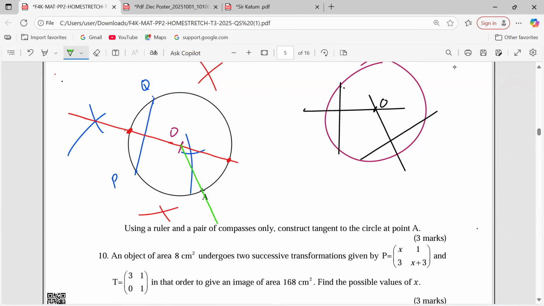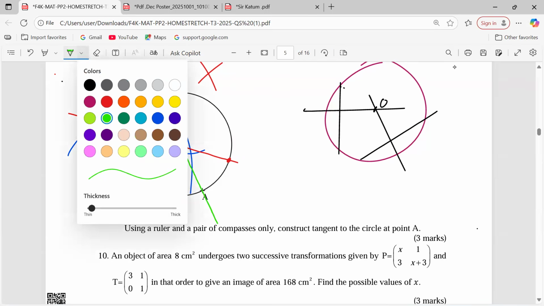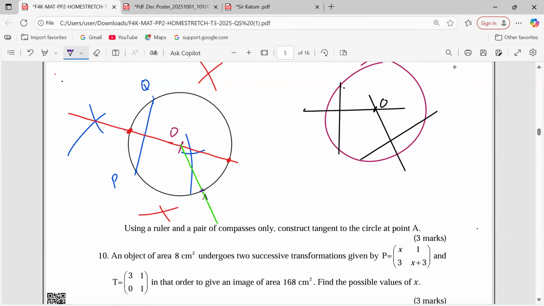Then we construct a perpendicular line through point A. Perpendicular through point A means, let me show you, we stand at A and make arcs here and here. Then standing on those arcs, we make another arc on the upper side and also cut it. We produce a bisector that passes through A, or a perpendicular that passes through A.